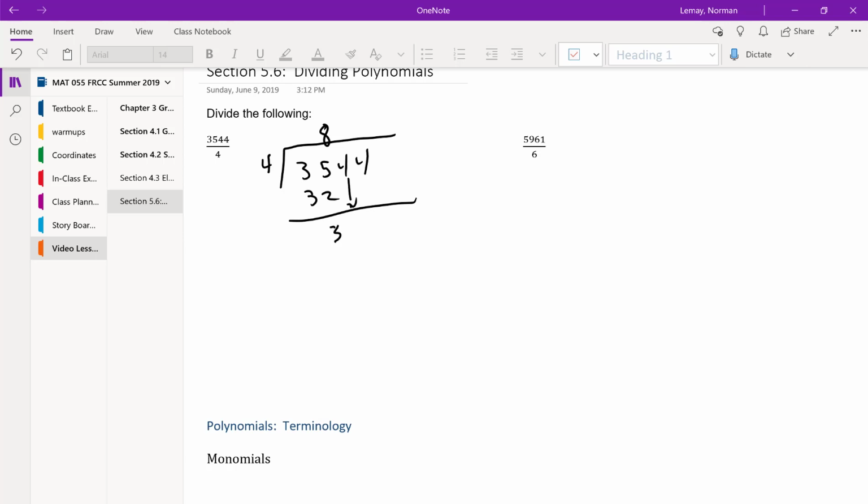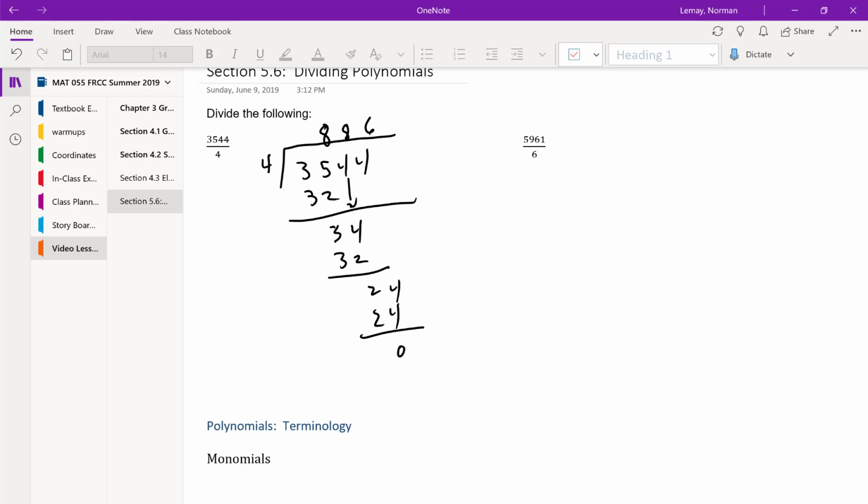Then our next goal is to bring down the 4. Again, we ask what we can multiply 4 by that doesn't exceed 34. Again, this will be 8. 8 times 4 is 32. Subtract, so we get 24. And again, what do we multiply 4 by to get 24? That would be 6, because 6 times 4 is 24. Then we subtract and we get 0.